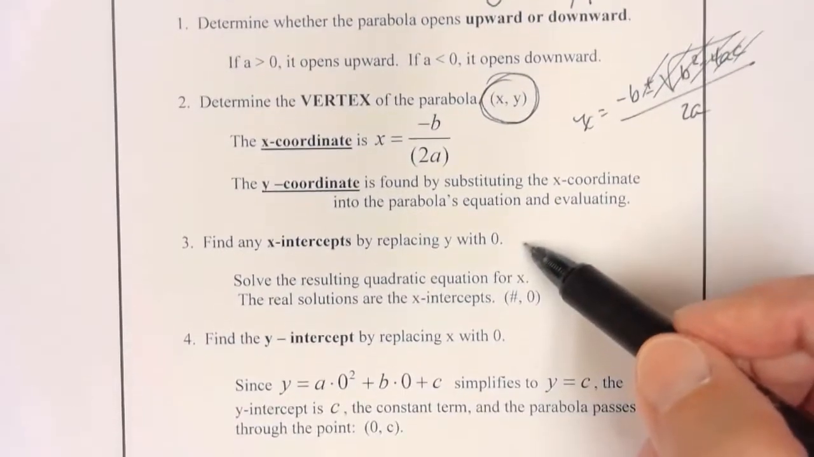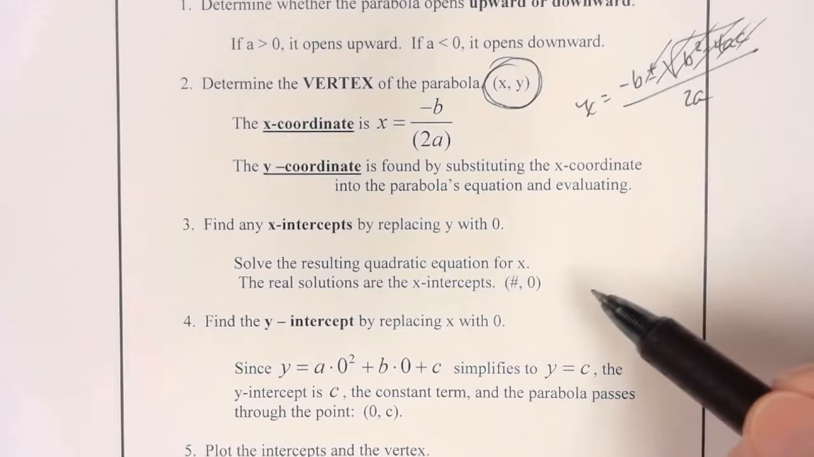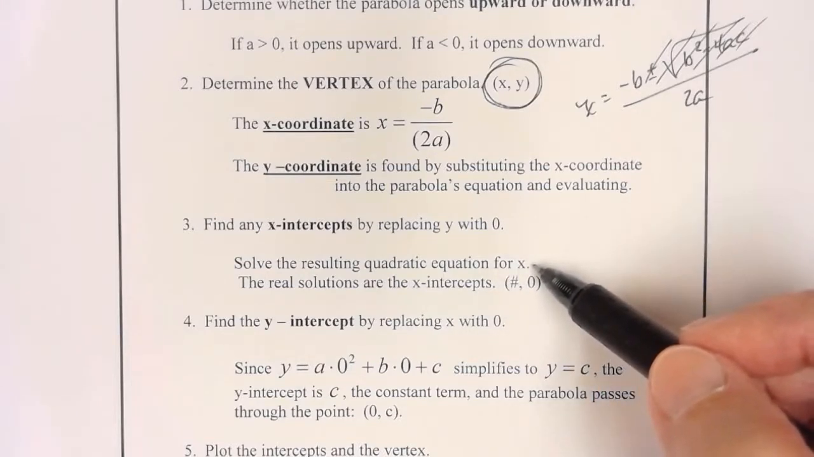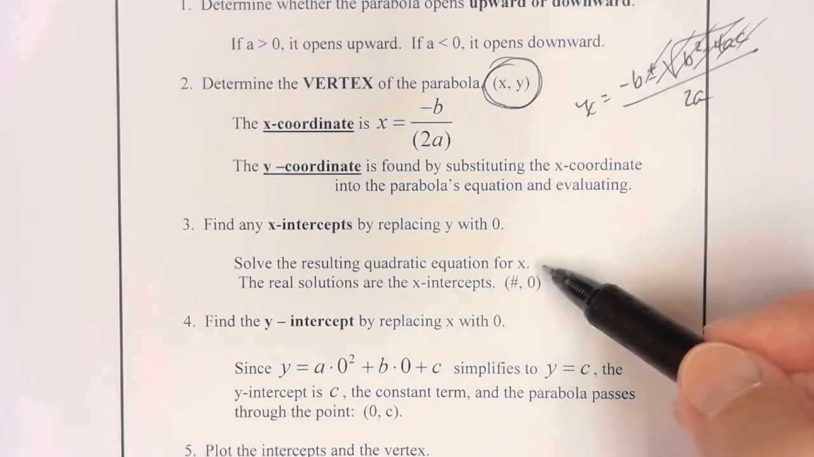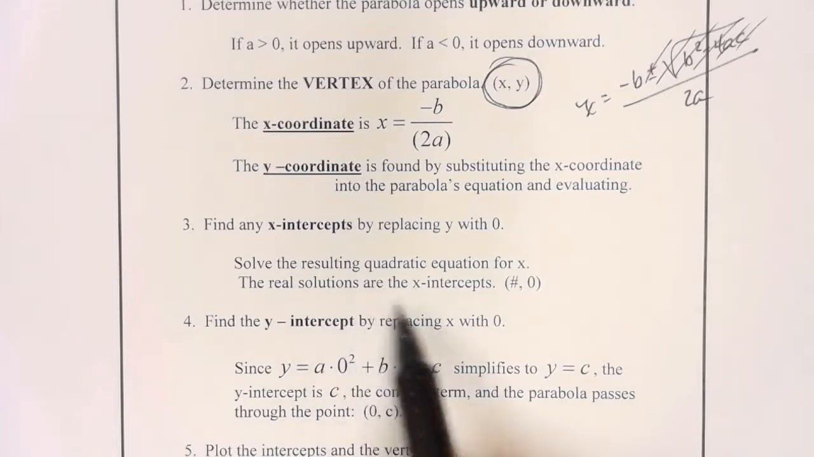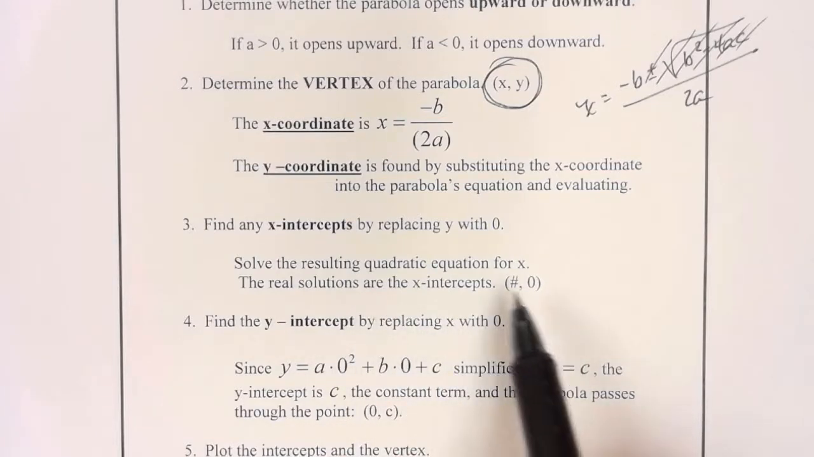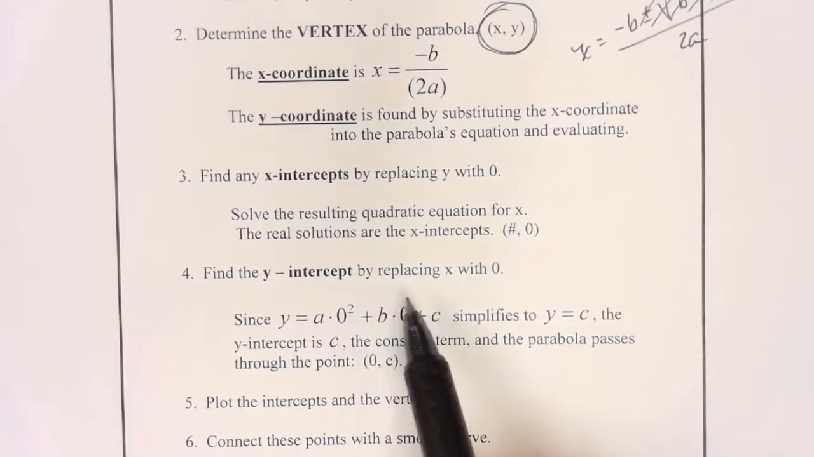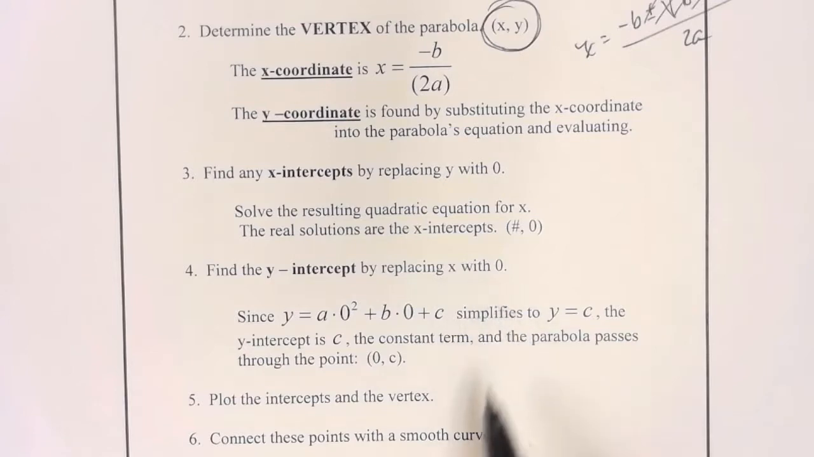Find any x-intercepts by replacing y with 0. Solve the resulting quadratic equation, and this is when we use the quadratic formula, or when we factor, or we can graph it on the calculator and find the x-intercepts that way. Just follow the instructions. The real solutions are the x-intercepts, where you have the number comma 0, because remember, y has to be 0. To find the y-intercept, replace x with 0.